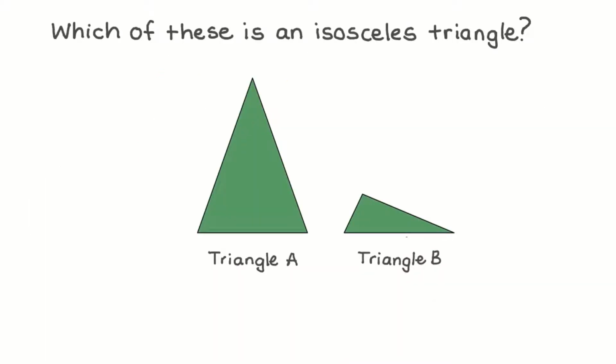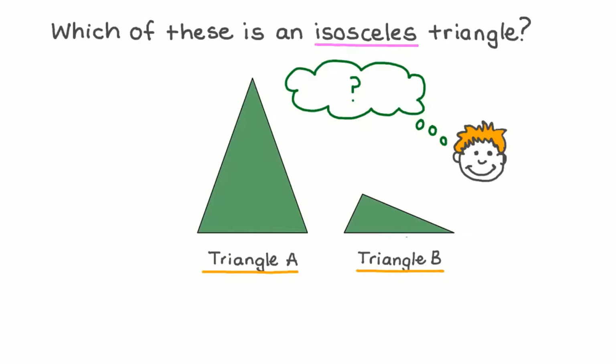Which of these is an isosceles triangle? In this question, we're shown two different triangles, triangle A and triangle B. And we're asked which of them is an isosceles triangle. Let's think about what we know about isosceles triangles. This is an isosceles triangle. An isosceles triangle has two equal sides. So which of our two triangles is an isosceles triangle? Is it triangle A or triangle B?